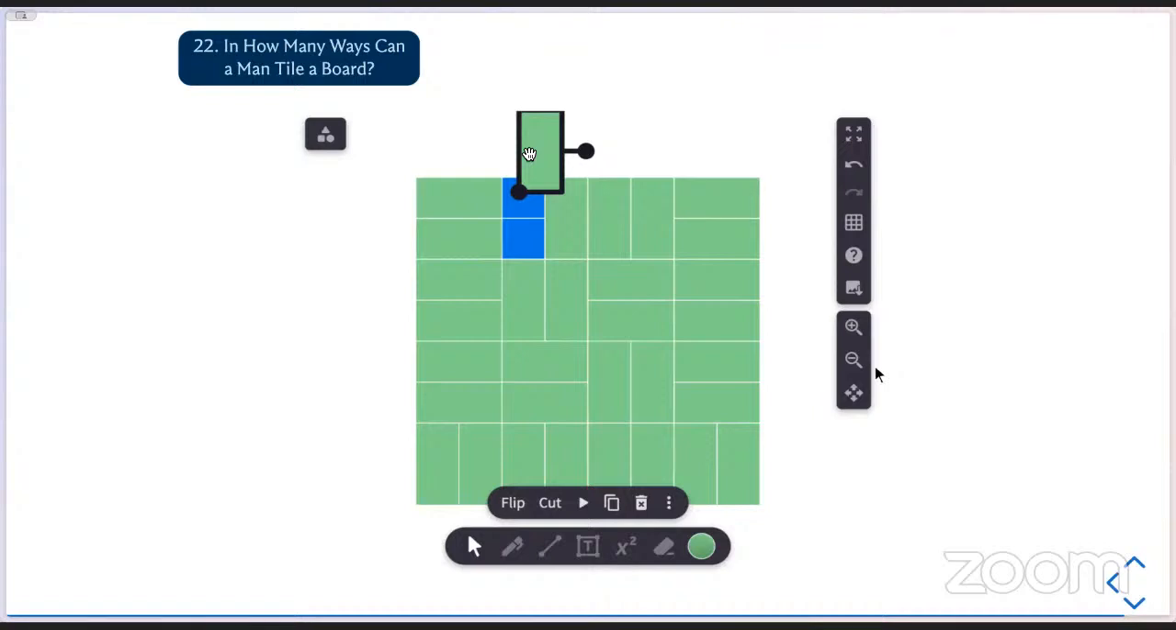So once again, what we have is an 8x8 board, and we have these 2x1 pieces, which you can either lay flat like that, or you can turn them around. You can lay them vertically as well. And the question is, in how many ways can you cover the board completely using these 2x1 domino pieces?